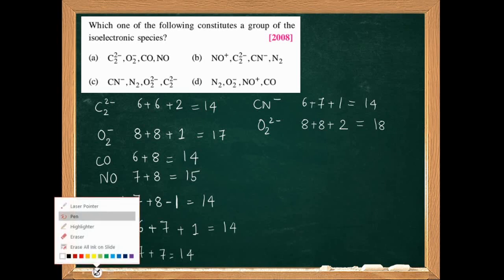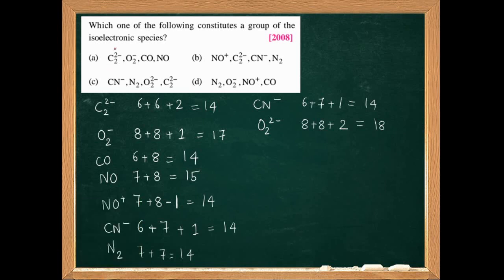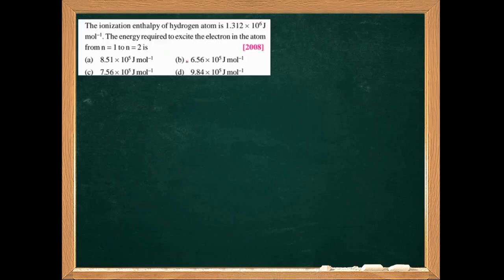Okay, so this is all that we have to assign. C2 2 minus is 14. O2 minus is 17. So here itself it is not following, so this is not the right option. Then CO is 14 and NO is 15. Then NO plus is 14. C2 2 minus is 14, CN minus is 14 and N2 is 14. So all have the same number of electrons. So option B is the right answer. You can also verify the other options. We have already solved them. You'll find that there would be one or two species which will not have the same number of electrons as the others, and therefore we can see that B is the right answer.